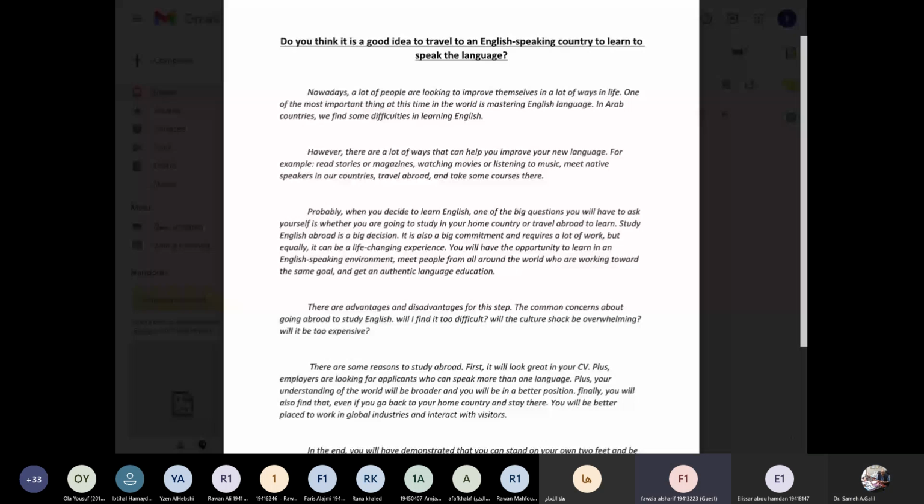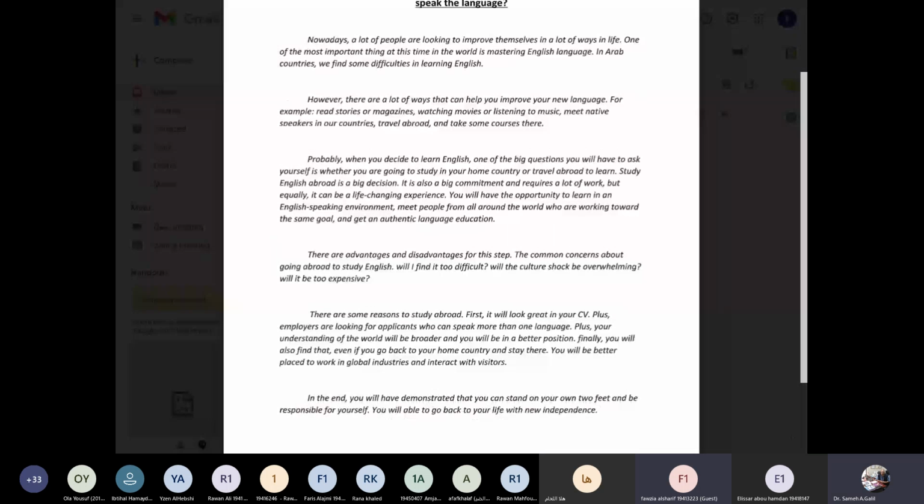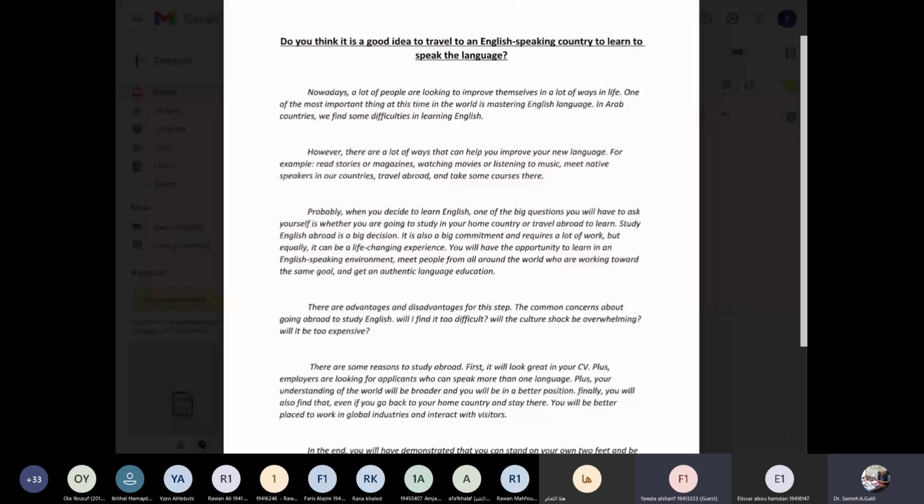Okay, doctor, if I write the second paragraph with the first one to make it together. Yeah, it's good, but you still need the third paragraph, right? Because the third paragraph is probably when you decide to learn English, one of the big questions you will have to ask yourself is whether you are going to study in your home country or travel abroad to learn. Isn't the essay about that?